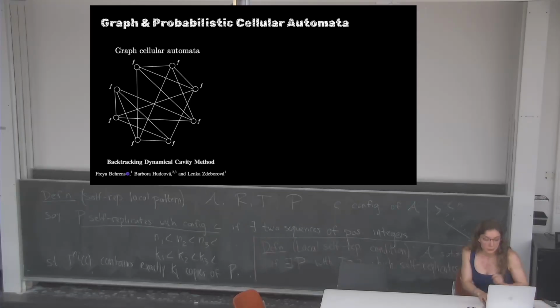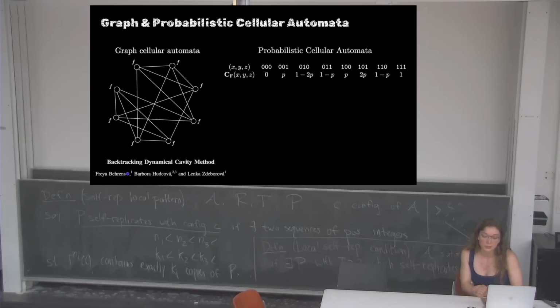Yet another way to introduce randomness into cellular automata is to keep the connectivity network the same, but randomize the local rule. For instance, instead of having a classical rule table, we can introduce some parameter p, which is the probability of the output being 1, and then we can study systems like this.